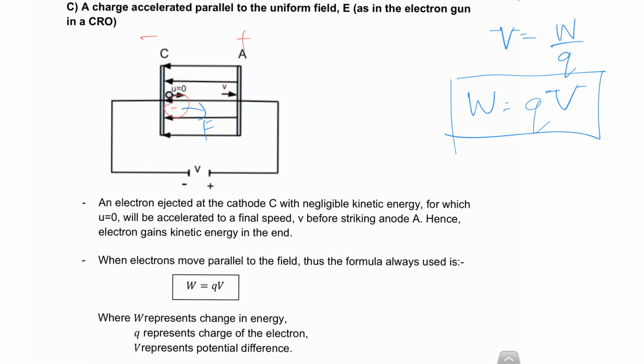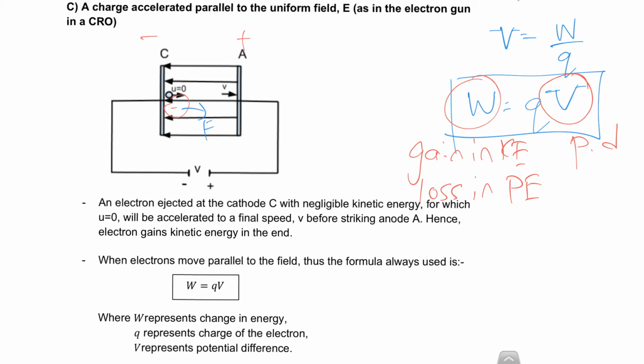So what does W represent? It represents the gain in kinetic energy or the loss in potential energy. Alright? And this V represents the PD, the PD between these two plates. That's what the V represents.